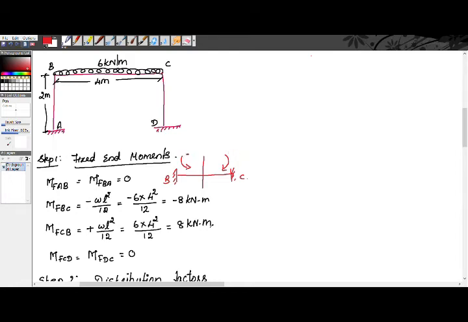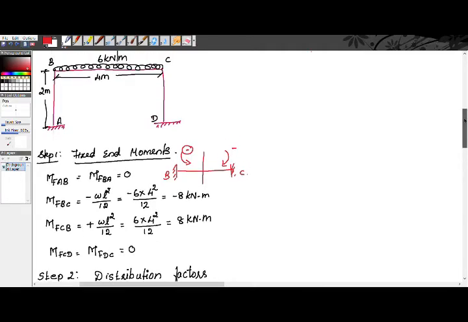Now we will move on to our next span, CD. CD is a vertical member. So there are no external loadings on the member. So the fixed end moments at C and D for the span CD are 0. Now we will move on to our next step.